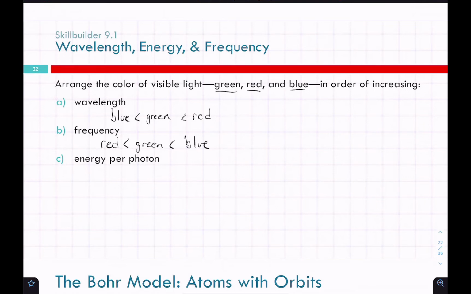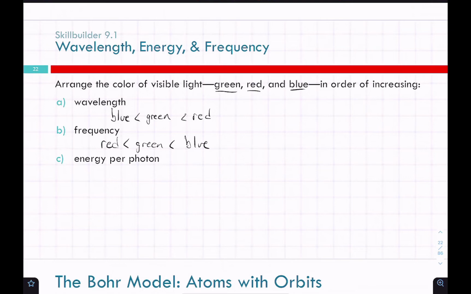All right, so wavelength and frequency are inversely related. Wavelength is the distance between peaks. Frequency is the number of peaks that pass a point per second. So if you have peaks that are closer together, you have more of them passing per second, because they're always moving at the same speed.